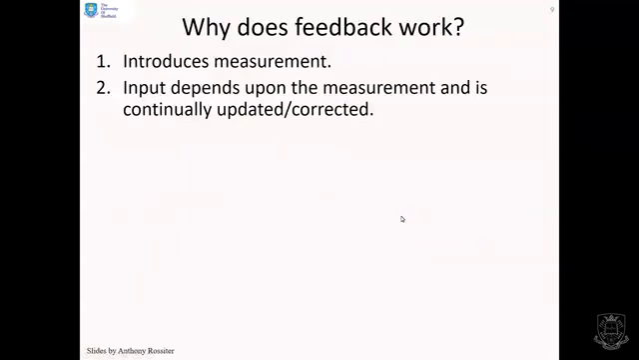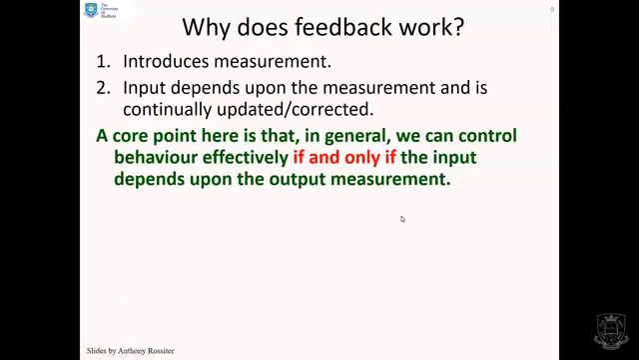So why does feedback work? Well, the key thing is feedback introduces measurement. The input depends upon the measurement and is continually updated and corrected. So we measure: am I in the right place? Yes, do nothing. No, change the input. And a core point here is that in general, we can control behaviour effectively if and only if the input depends upon the output measurement. So the input that we're choosing actually depends upon what we're measuring.